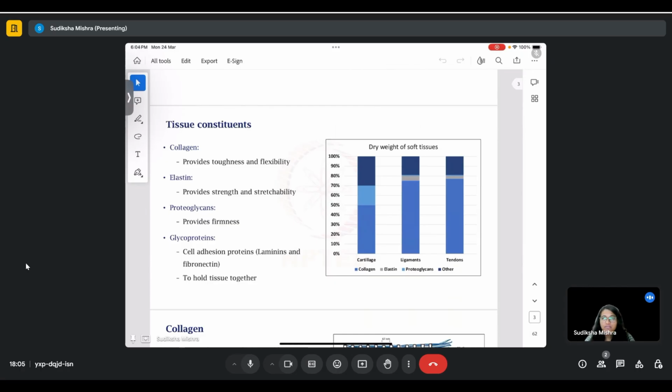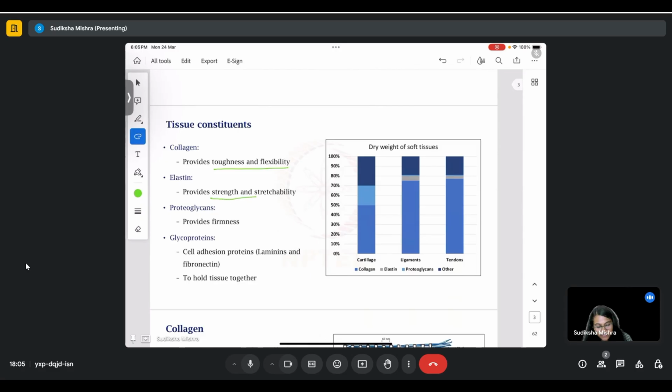Okay, so coming to the tissue constituents, primarily there are four things that you need to know: collagen, elastin, proteoglycans, and glycoproteins. Now, collagen provides toughness and flexibility. This is what provides the skeleton of sorts to the tendon or to a ligament, etc. It is also flexible. It has a particular structure which we'll be seeing in the subsequent slides, because of which it is very flexible, and extension of the tendon or ligament is possible.